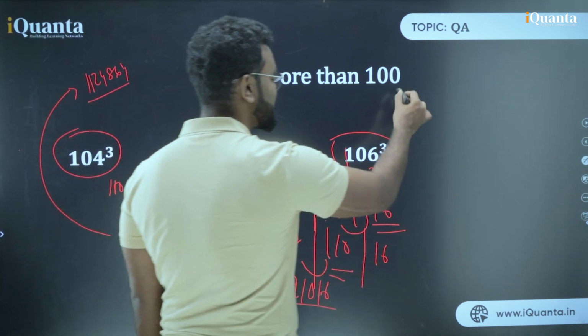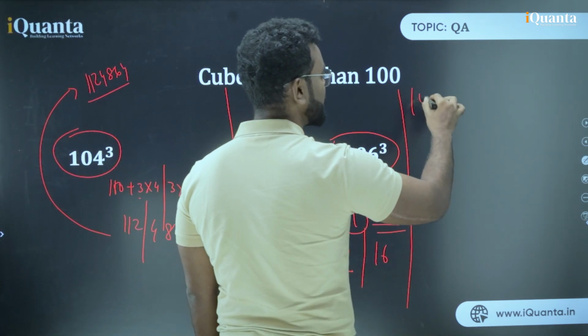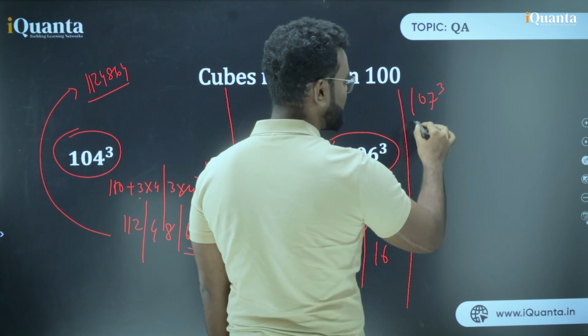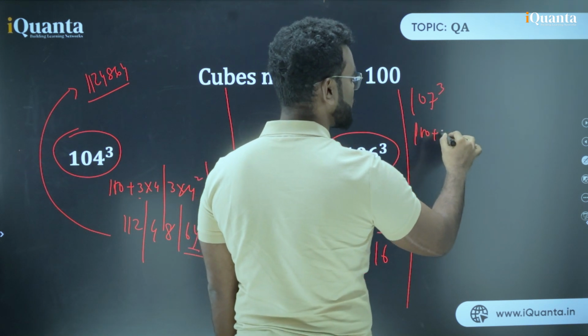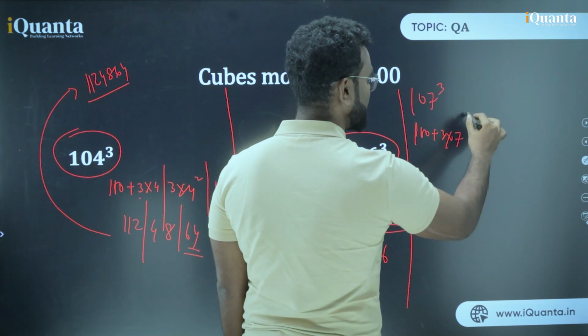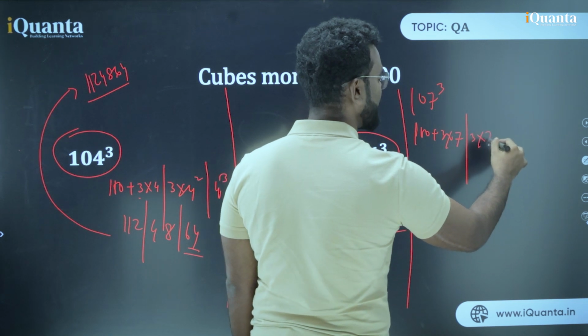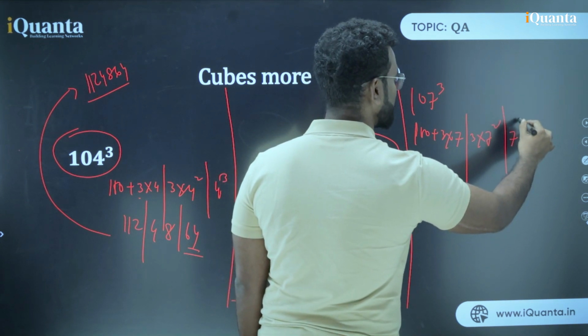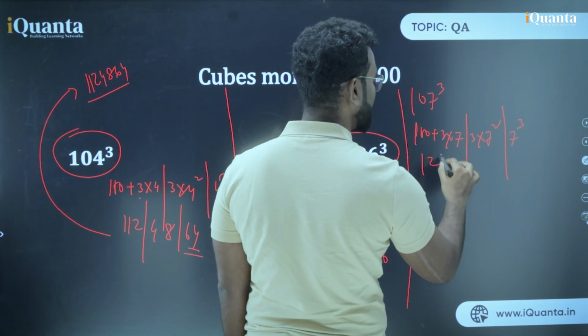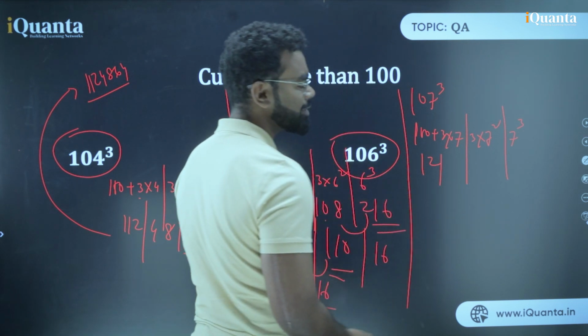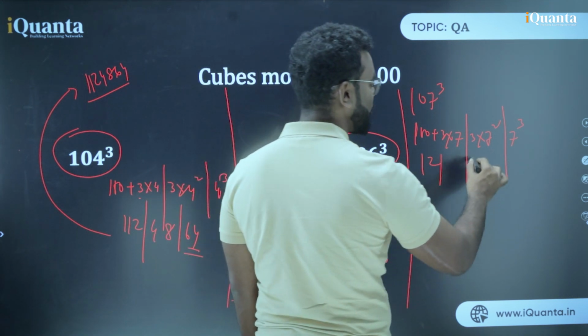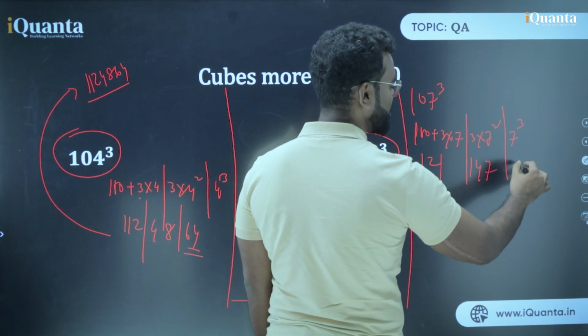The next example is 107 cube. What is the first step? 100 plus 3 into 7. That is the first step. Next is 3 into 7 square. And the third step is 7 cube. So this is 121. 3 into 7 square: 7 square is 49, and 3 into 49 is 147. And 7 cube is 343.